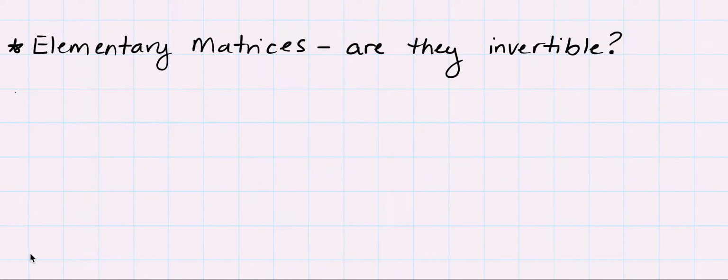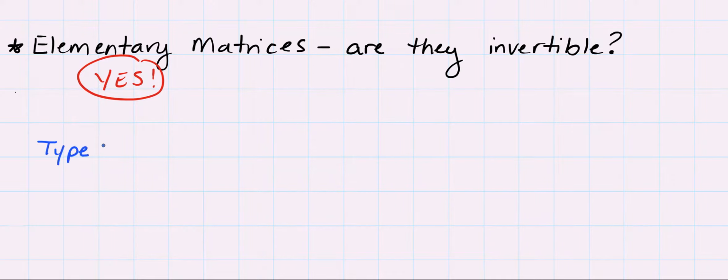We've been talking a lot about elementary matrices. A good question to ask is, are elementary matrices invertible? And the answer is yes. In fact, all elementary matrices are invertible. So what does the inverse of an elementary matrix look like?